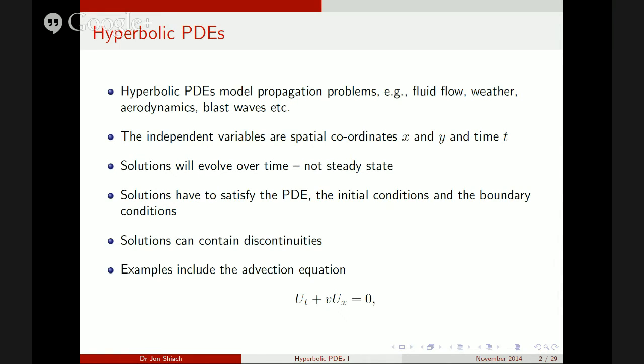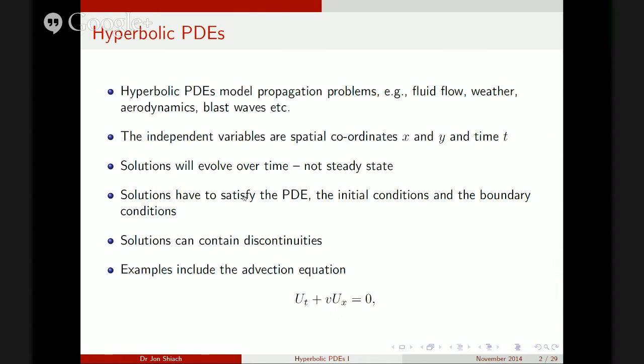With hyperbolic PDEs, the solution has to satisfy the PDE itself, the initial conditions, and the boundary conditions. Those are three things that solutions have to satisfy. With the elliptic, it only had to satisfy the PDE and boundary conditions. Whatever the initial conditions were, it didn't matter because you had a steady state solution. But because hyperbolic PDEs also have this time independent variable, solutions also have to satisfy the initial conditions. So if you change the initial conditions, you're going to change the whole solution.